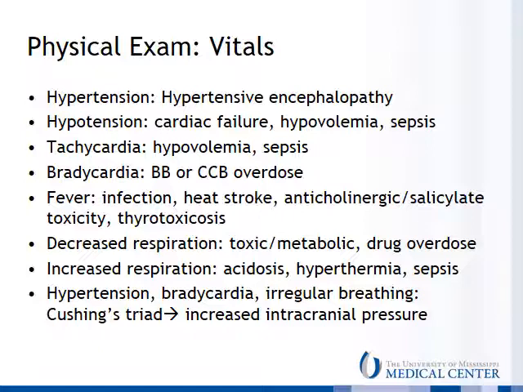Fever can occur with infection, heat stroke, anticholinergic or salicylate toxicity, or thyrotoxicosis. Decreased respiration can be because of toxic or metabolic causes or drug overdose like opioids or benzodiazepines. Increased respiration can be caused by acidosis, hyperthermia, or sepsis. Lastly, hypertension, bradycardia, and irregular breathing, which is also known as Cushing's triad, points towards increased intracranial pressure.